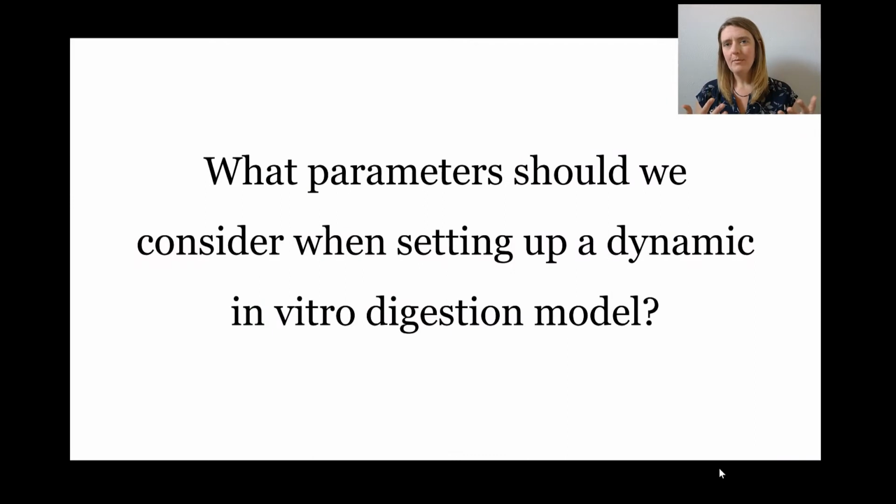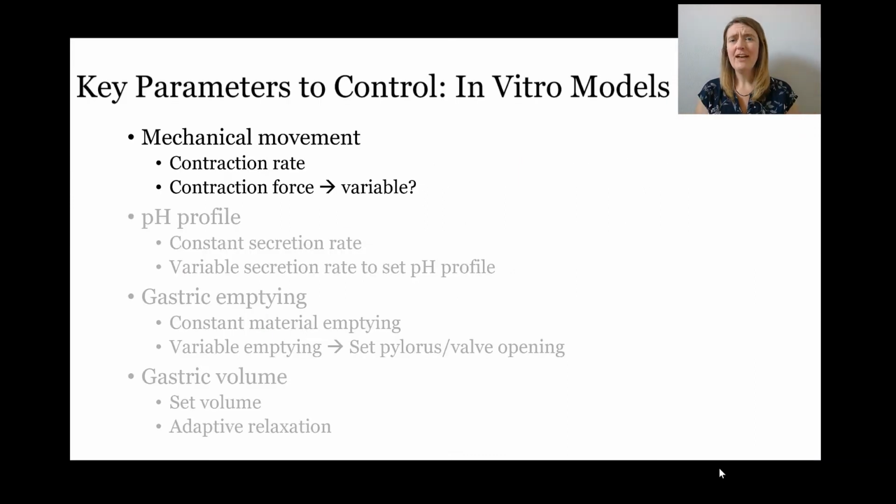So when we're setting up some of these models, what are some of the factors we should think about? Some of the key factors that we want to control in these in vitro models are first the mechanical movement. We want to understand the contraction rate, and whether that contraction rate is the same for different foods or not. We want to understand the pH profile, whether we're having a constant pH profile, which is commonly done, or whether there's a more physiologically relevant way to control the pH profile to mimic some of the variations we've observed in vivo, because that will very clearly impact the enzymes and the breakdown of the matrix.